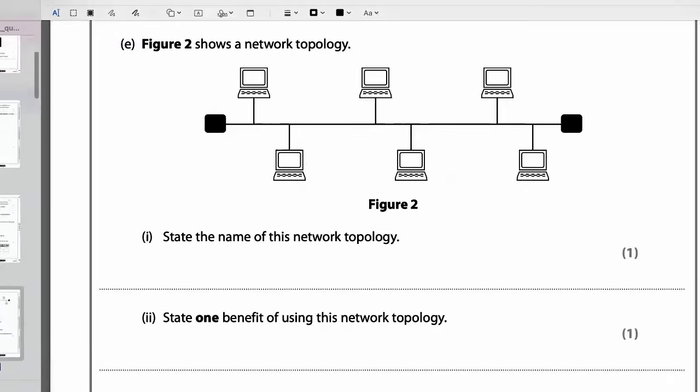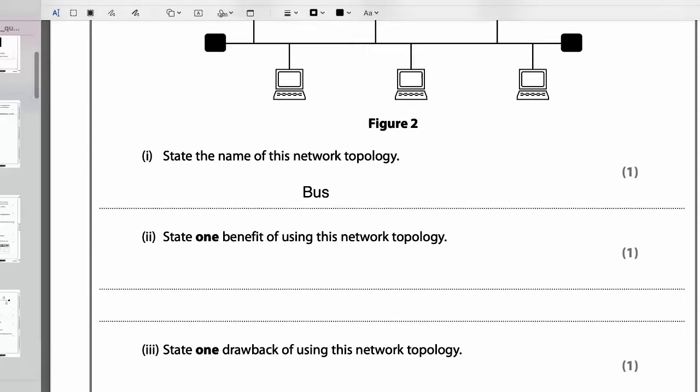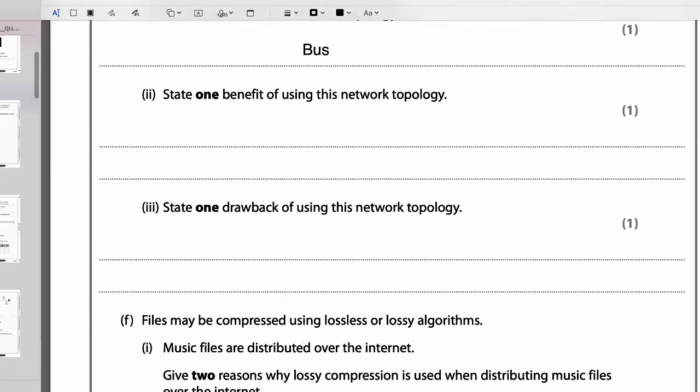E. Figure 2 shows a network topology. State the name of this network topology. This is, of course, the bus network because we can see it's a straight line, kind of looks like a bus line. You've got terminators either end. State one benefit from using this topology. And really the main benefit is the cost, lower cost as fewer cables are needed.